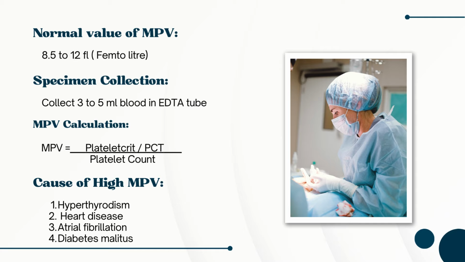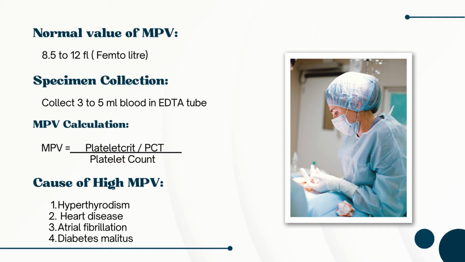Normal value of MPV. 8.5 to 12 FL, femtoliter. Specimen collection. Collect 3 to 5 milliliters blood in EDTA tube. MPV calculation. MPV equals plateletcrit multiplied by PCT, divided by platelet count.